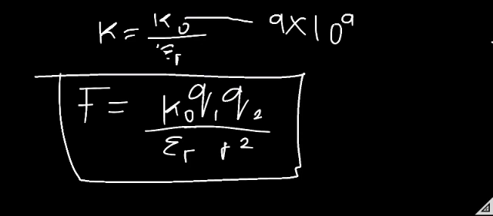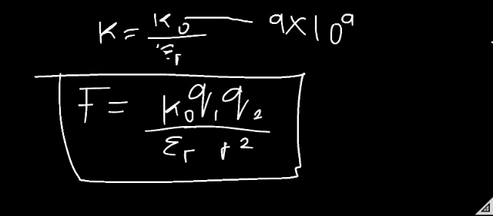The first problem here states: what is the magnitude of the Coulombic force between 2 point charges, Q1 minus 2.00 microcoulomb and Q2 plus 3.5 microcoulomb, separated from each other by a distance of 15 cm in air? And what is the nature of the force?